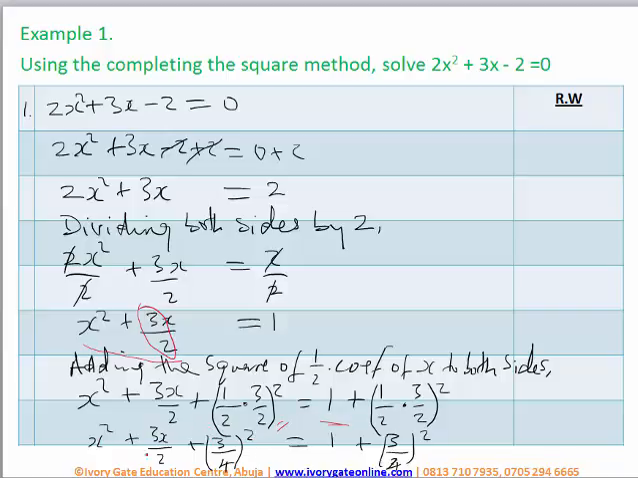What's the essence of doing this? So that we'll be able to factorize and get a perfect square on the left hand side and have a constant on the right hand side.